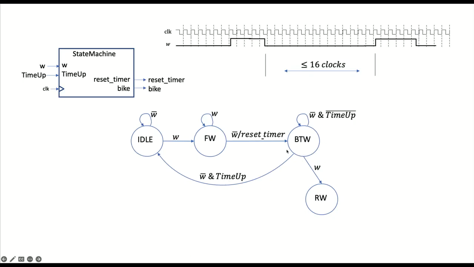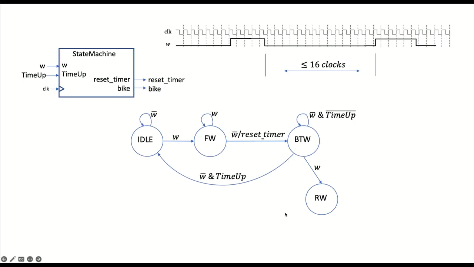One thing I want to pay attention to here is there are 3 arcs leaving between wheel, and they are mutually exclusive, right? If W is high, we go here, regardless of time up. If W is low, then we either stay put or we go back to idle based on time up. So we have captured all 4 possibilities for the values of W and time up. Okay, and there's no overlap. Only one of these 3 arcs can be true, and one of them will always be true.